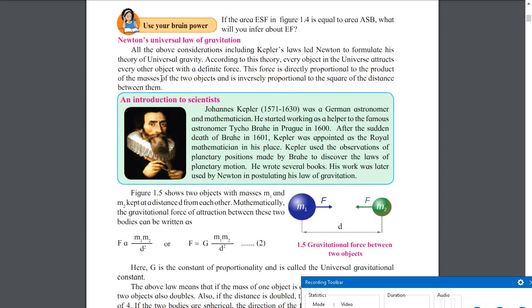Directly proportional to the product of masses of two objects means, if they have masses m1 and m2, their product will be m1 into m2. And force is directly proportional means, if the force increases, m1 m2 will increase, or if m1 m2 increases, the force will increase. And inversely proportional to the square means, let's say the distance between those two objects is d, and since this is inversely proportional, if you increase the force, the distance has to decrease, or if you decrease the force, the distance will increase.